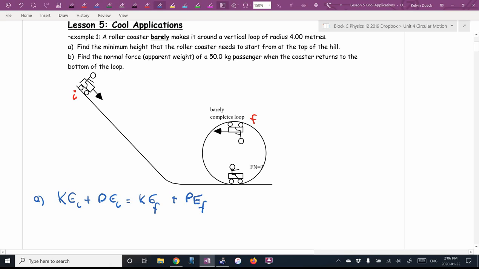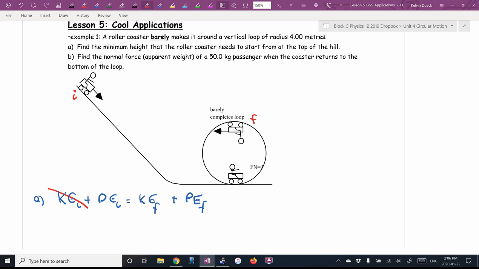Caleb, are any of these zero? Let's first of all assume we're starting at rest, because it did say find the minimum hill, minimum height. Okay, look at my final location at the top of that loop. Is my height zero?